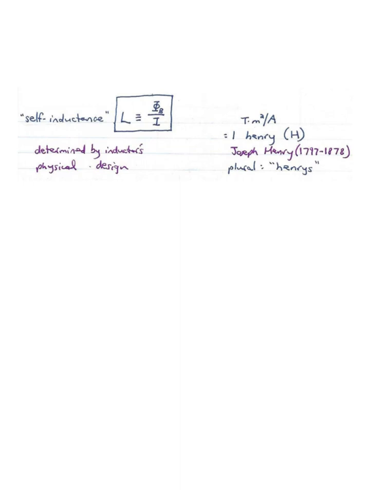We use, for the self-inductance, the letter L, capital letter L. It's defined as the ratio of the magnetic flux through the inductor to the current in the inductor. The units are tesla meter squared per ampere, and that's actually defined as 1 henry, named after Joseph Henry, and the plural of it is henries. It's determined by the inductor's physical design.